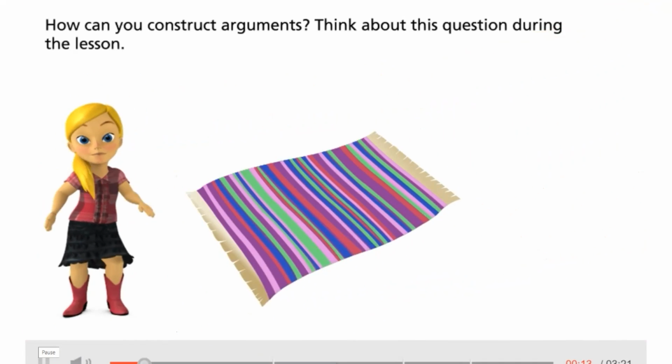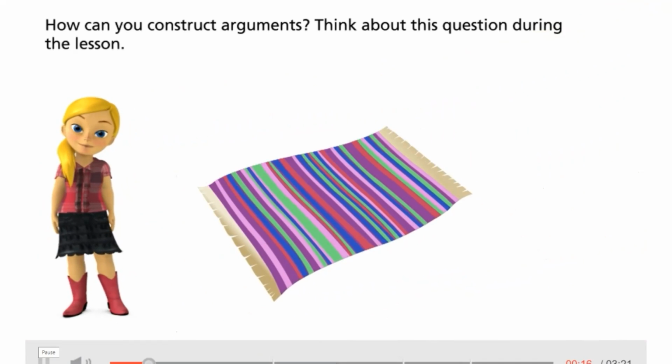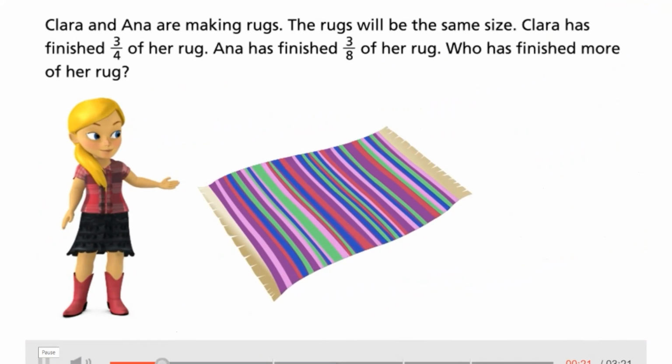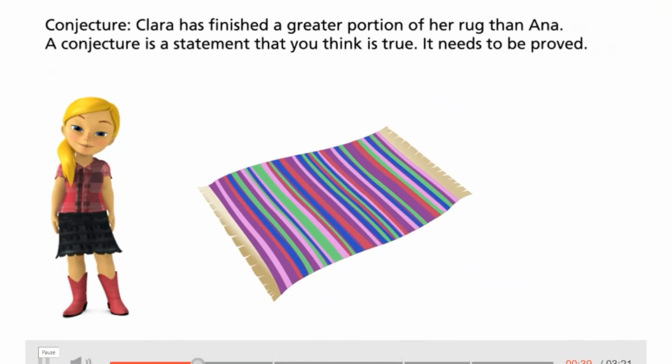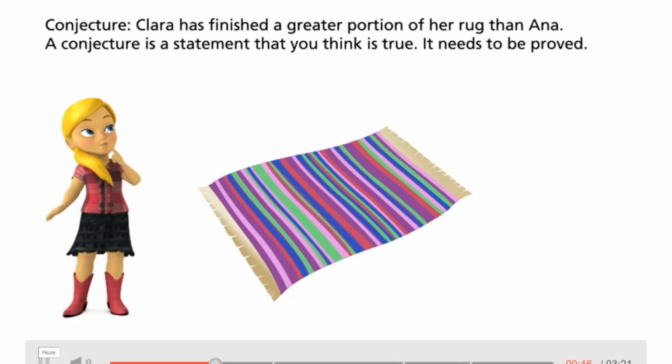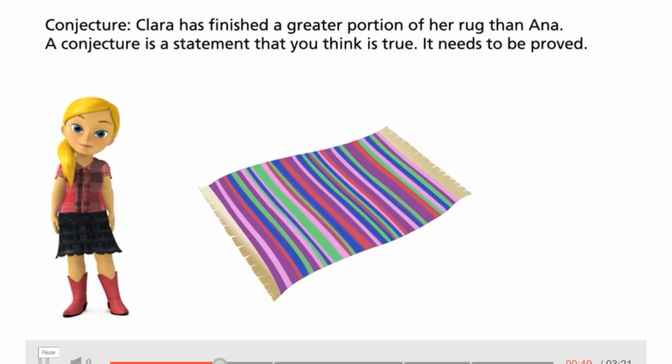How can you construct arguments? Think about this question during the lesson. Clara and Anna are making rugs. The rugs will be the same size. Clara has finished 3/4 of her rug. Anna has finished 3/8 of her rug. Who has finished more of her rug? Conjecture. Clara has finished a greater portion of her rug than Anna. A conjecture is a statement that you think is true. It needs to be proved.